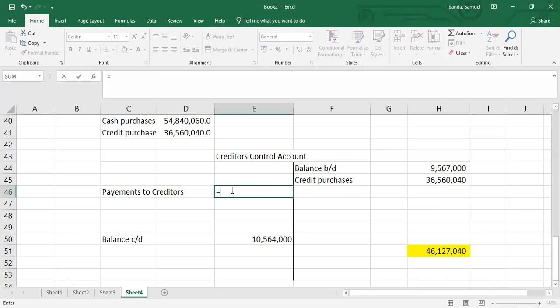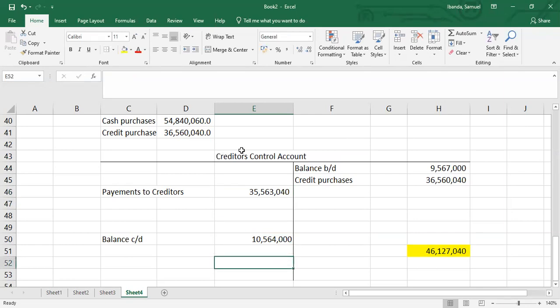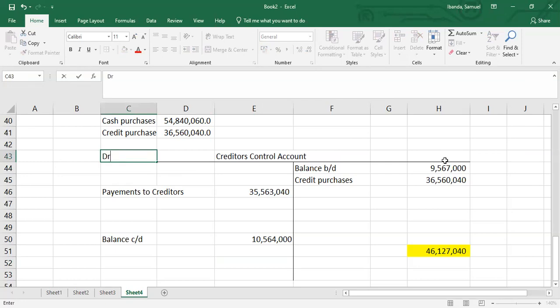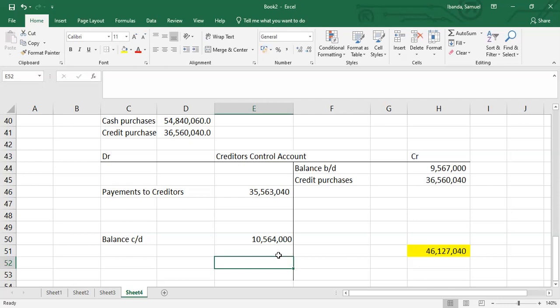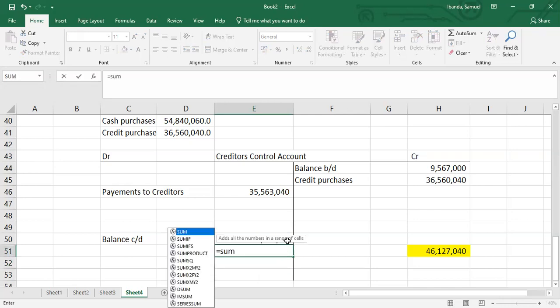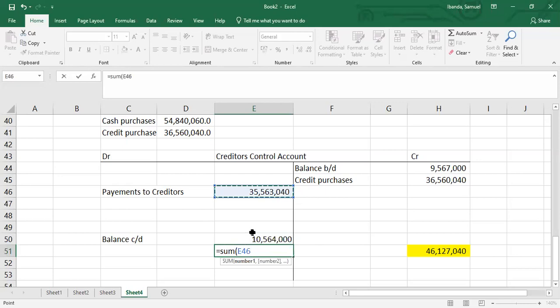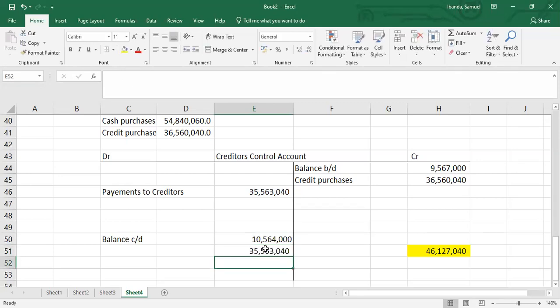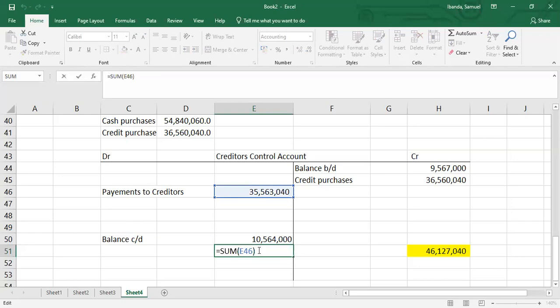Okay, so this difference, which is about 30, which is the 46 minus the 10, is actually payments to creditors, because payments to creditors will definitely be debited. Remember, this is a debit and credit. Okay, so payments to creditors reduce your creditors, and they are supposed to be debited. So right now, I can find the summation of the two things, sorry, this should be plus this. Okay, so right there, my account balances.